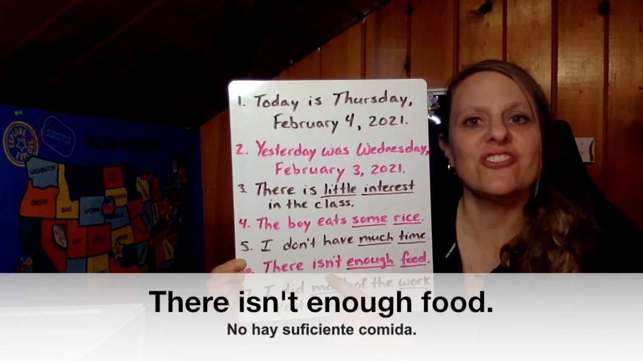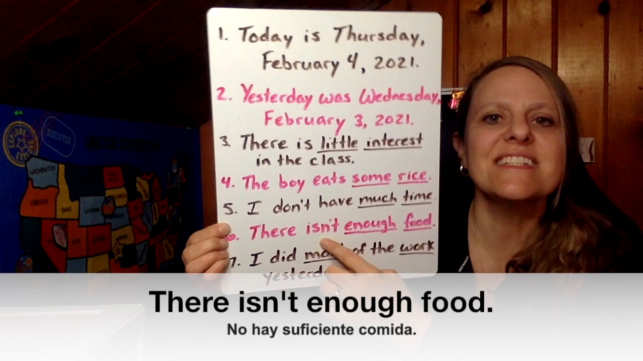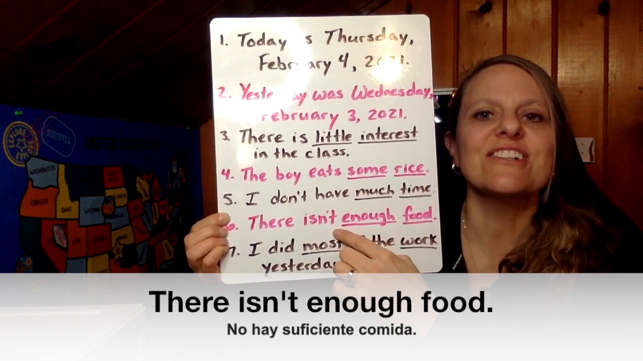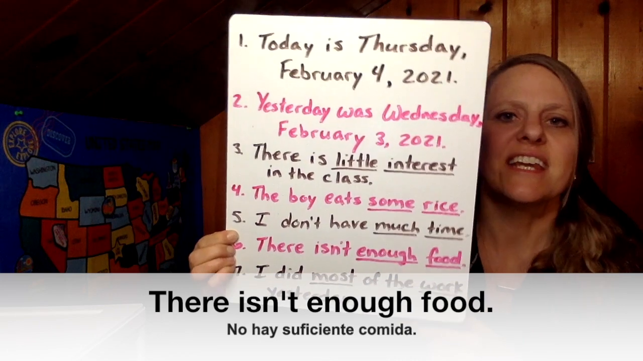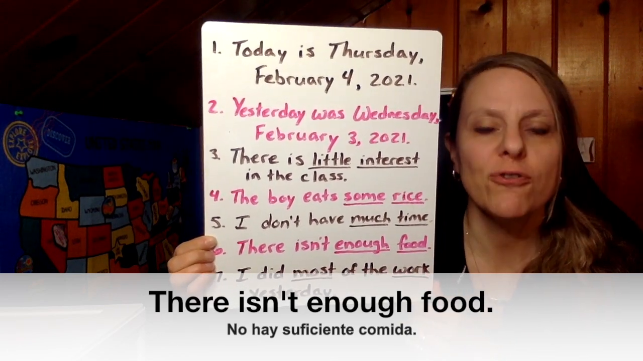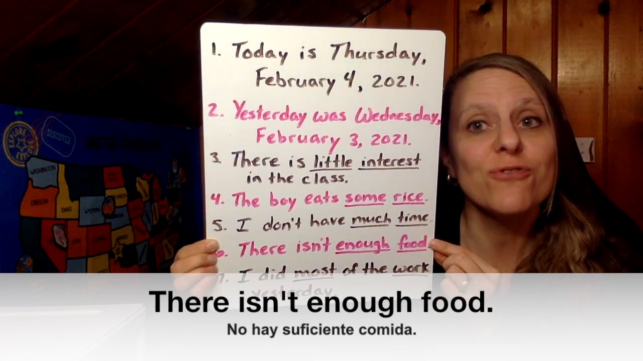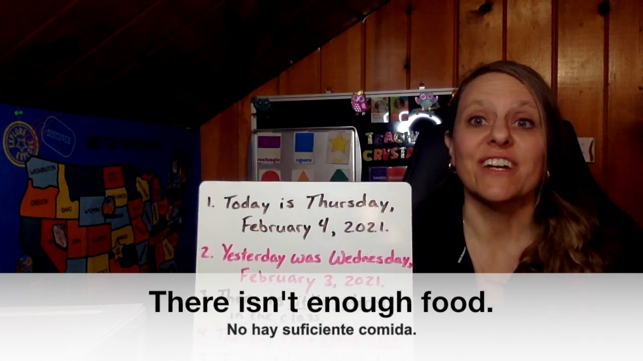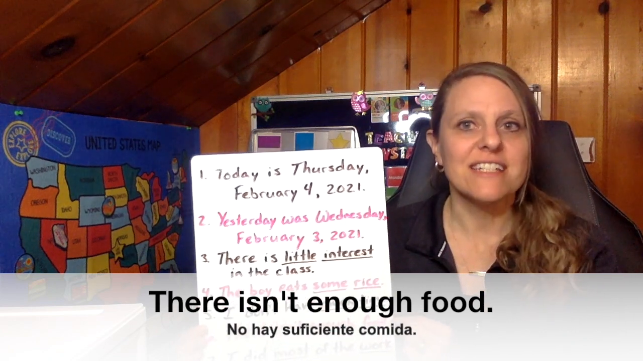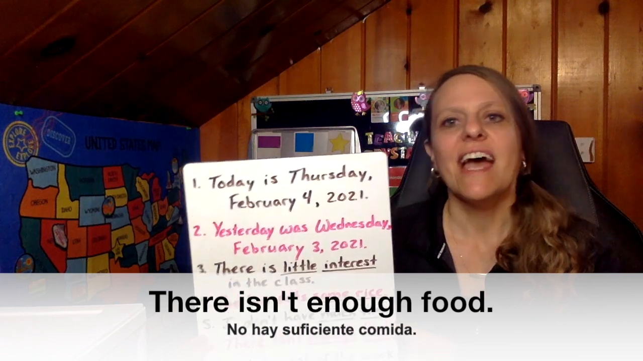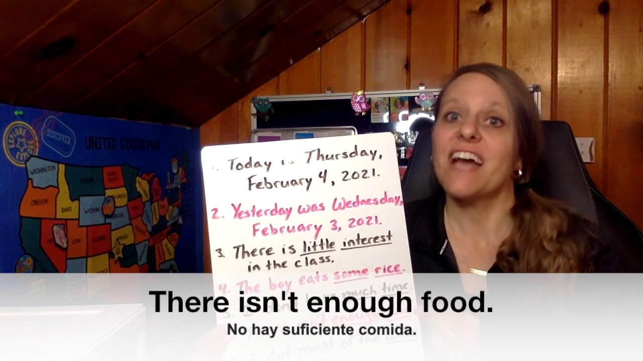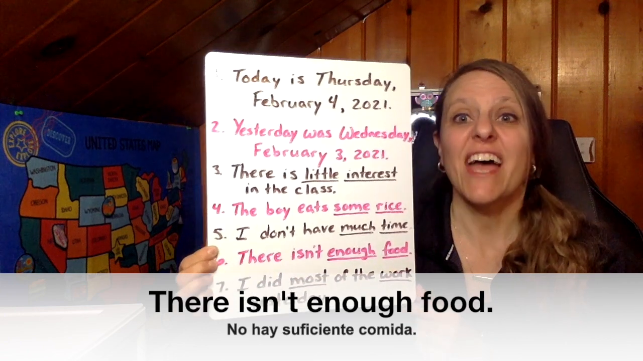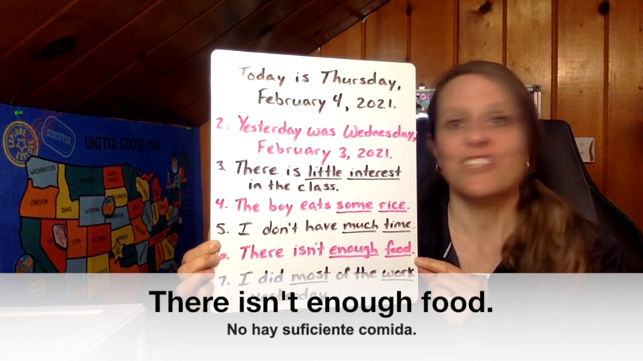Number six, there isn't enough food. Again, we have a contraction. This one represents is not. There is not enough food. We made a contraction. There isn't enough food. Enough is our adjective of quantity. Food is the noun. We cannot add an S to food. We cannot say there isn't enough foods. We just say food. You can have lots of different kinds of food. You can have strawberries and bananas and tacos and pizza. So there are lots of different kinds of food, but food in general does not have an S. And remember, if you cannot add an S and make the word plural, then it usually cannot be counted.